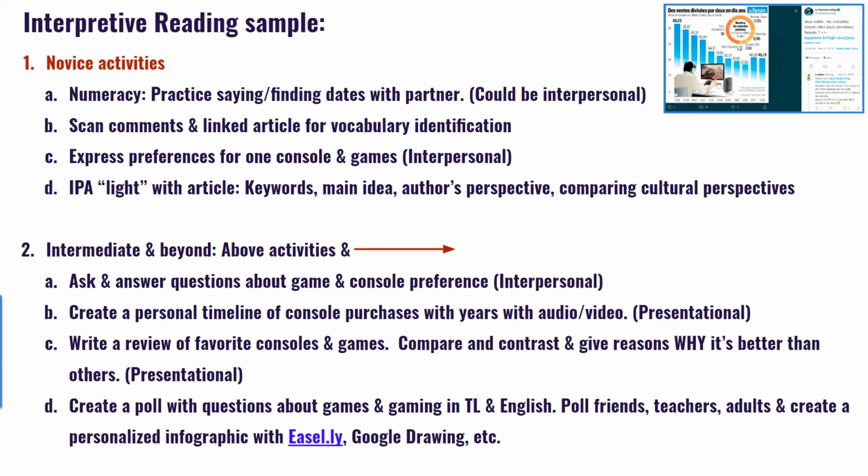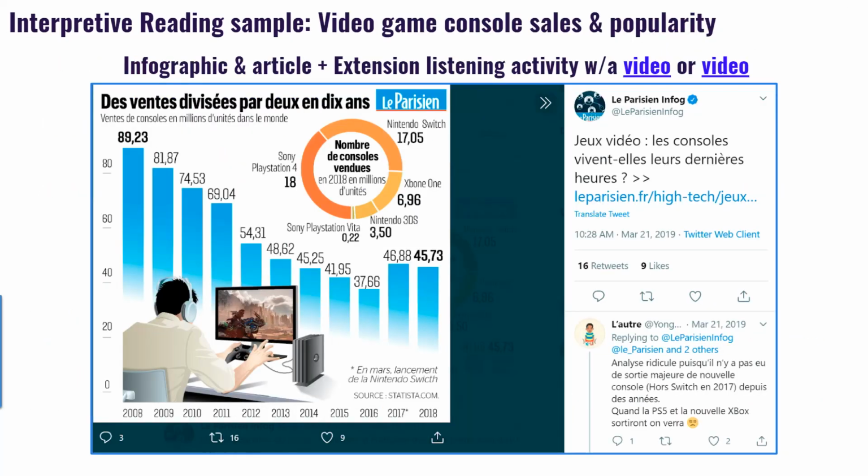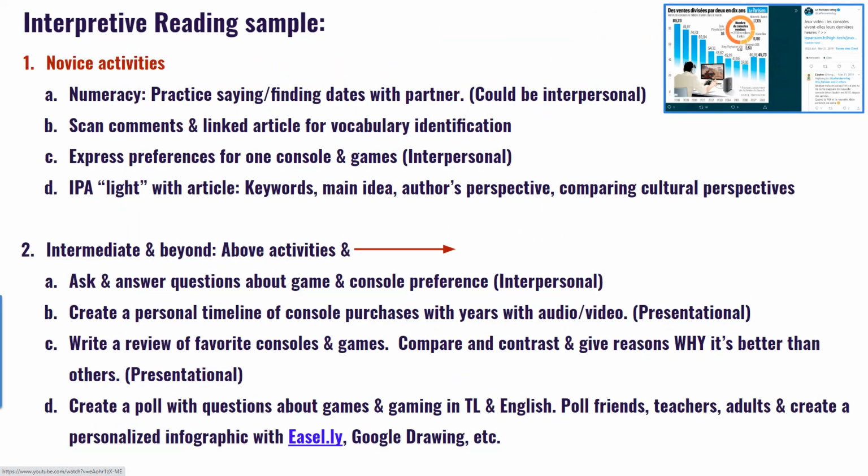There's a sample activity that I've given for novice and intermediate activities. I'll let you look those over. It's based on this infographic. I showed you that before. So the infographic is on a tweet, and it has also a link to an article. So the students would start with the infographic, go to the article, and then I have one more. It's the extension listening activity. I found 2 videos that they can watch. So now we've done interpretive reading and listening, and then the students would do some interpersonal talking about that, or they have the couple of activities that I listed here for you.